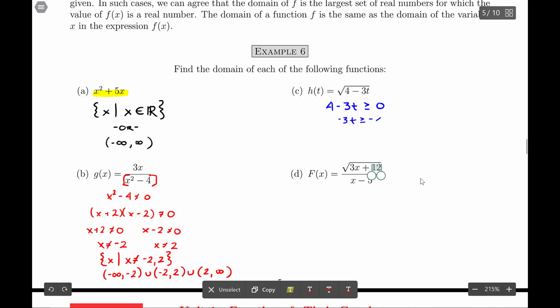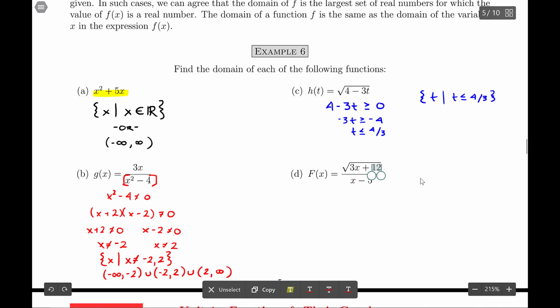So we'd subtract 4 from both sides. And then we're going to divide through by this negative 3. Anytime you divide an inequality by a negative, you flip the inequality. And what we end up with is t is less than or equal to 4/3. So in interval notation, it's going to be all t such that t is less than or equal to 4/3.